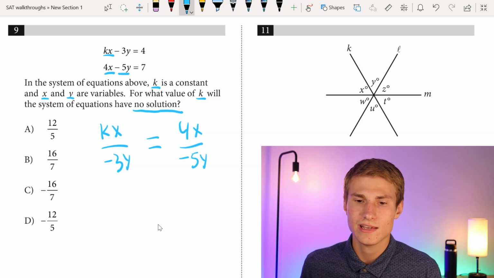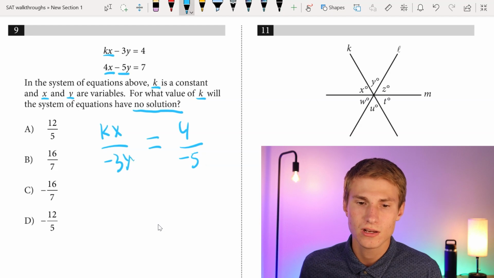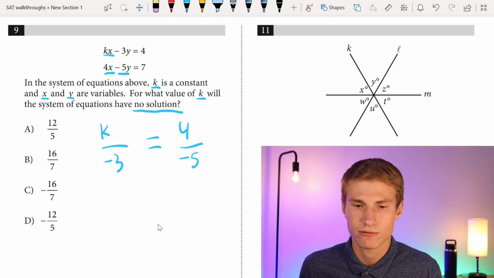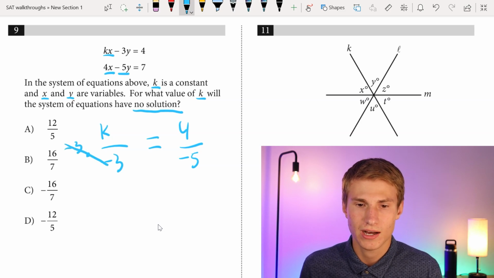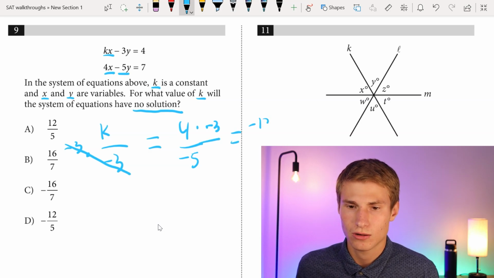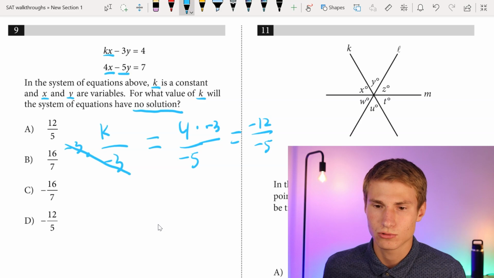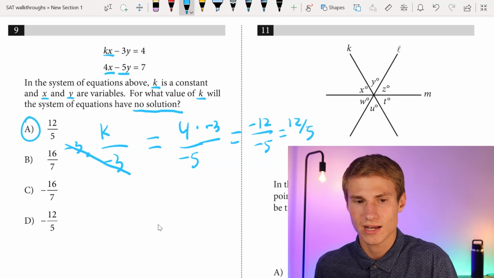Now keep in mind, you don't really even have to have the x's and the y's in there. That's just to make sure that you set up your ratio right. Once you set it up and you're certain it's right, if you want to get rid of them, you easily can. From there, I just want to solve for k. So I'm going to multiply each side by negative 3, and that's going to give me my answer. I'm going to end up getting negative 12 over negative 5, which is just going to equal 12 fifths. So my answer is 12 over 5, which is A for number 9.